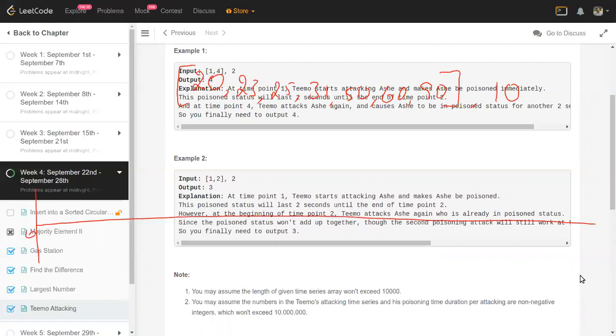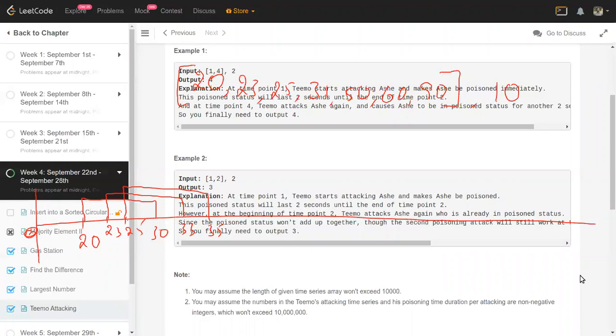At 0, nothing is happening. At 20, Ash is poisoned, and the poisoning period goes up to 30. Now at 23, Ash is poisoned again, and that goes till 33. So there is already an overlapping period here. The total poisoning period so far is only 13. And at 25, for up to 35, Ash is poisoned. So we added just 2 more seconds to the total poisoning period.